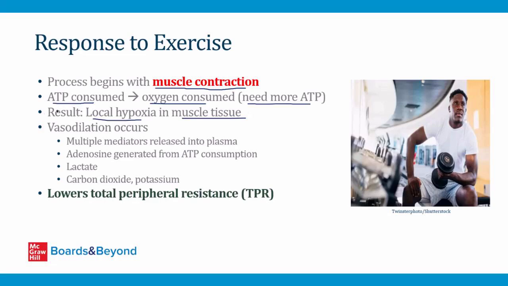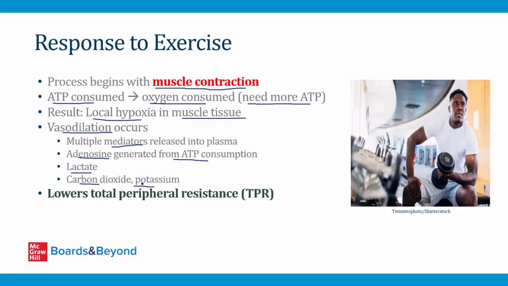What's going to happen next is that vasodilation of muscle beds in your legs is going to occur so that more blood flow can get to your exercising muscles. There are lots of mediators that stimulate this process of vasodilation that increases blood flow. The adenosine that's generated from hydrolyzing ATP can cause local vasodilation in muscle beds. Lactate, which is produced when there's insufficient oxygen present, can generate vasodilation. So can carbon dioxide and potassium, and there are many, many others.